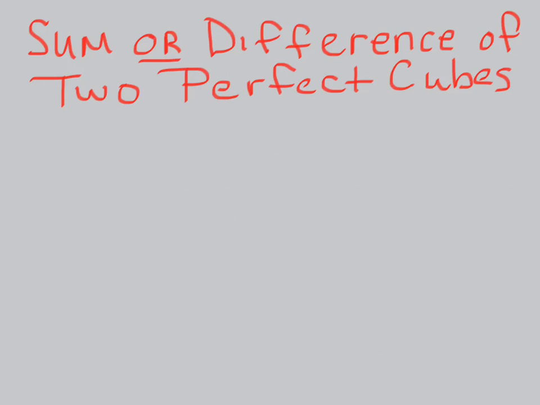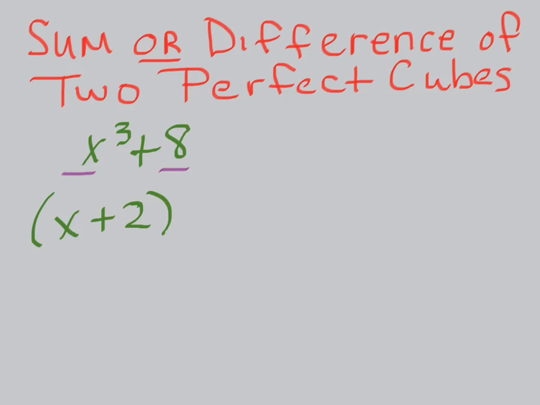Now we're going to look at perfect cubes, the sum or the difference of two perfect cubes. When we're dealing with perfect cubes, we can have the sum or we can have the difference like we did in perfect squares. Here's our first example, x cubed plus 8. It is the sum of two perfect cubes. The cubic root of x cubed is x, and the cubic root of 8 is 2. So we start off by writing x plus 2. The perfect cube of x cubed is x, and the perfect cube of 8 is 2, and we just bring down our plus sign.